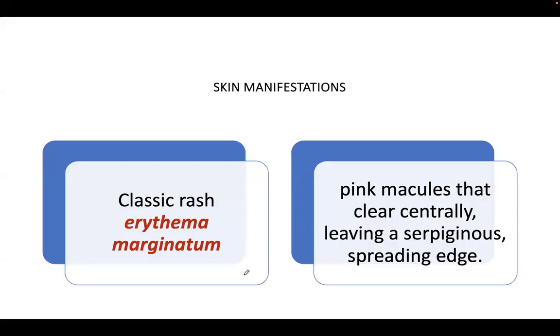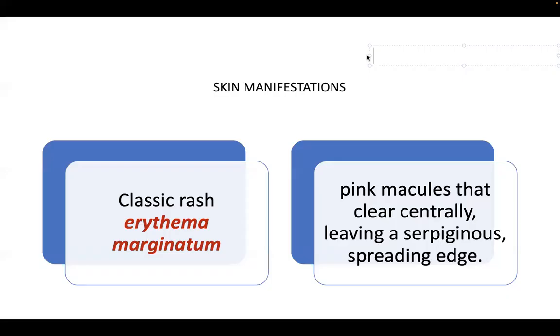So for the skin manifestations, we have the classic rash, which is described as erythema marginatum. The exact words in the book: pink macules with clear, centrally spreading edges. So it's a macule.